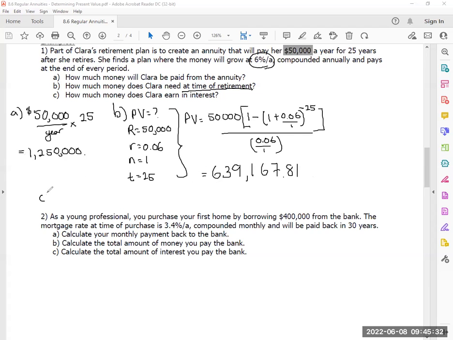So part C asks, how much did they earn in interest? Well, I'm going to take how much I will get from the bank minus how much I have, my actual money, and the leftover must be the interest that I earned. I earned $610,832 in interest. That's crazy. And that's only because you had a pot of money and you're taking a little bit out at a time while the rest continues to grow. It's insane. But that's math and that's reality. You don't need $1 million to retire, as long as you're living modestly, right?